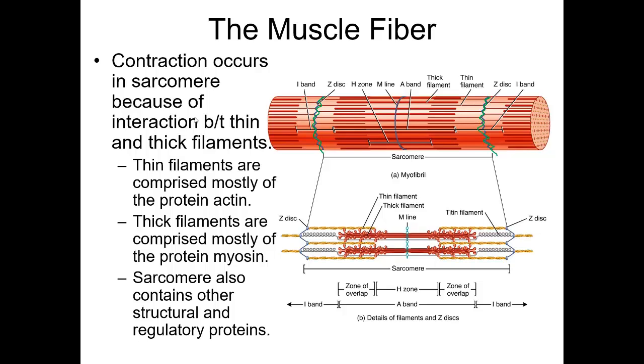Now each Z line is held together by Z discs. Here's a Z disc and here is a Z disc. Now, jutting inwards towards the center of the sarcomere from the Z discs are thin filaments. And thin filaments are made up of structural proteins called actin.